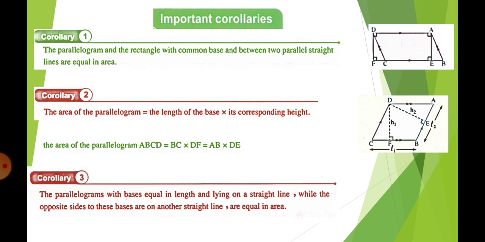Number 3, the parallelograms with bases equal in length. Here, the parallelograms which have the common base. Common base means equal in length. Then if we have two parallelograms, the two bases are equal, and lying between two parallel lines, they are equal in area. Then the parallelograms with bases equal in length and lying on the straight line, the opposite sides to the base on another straight line, are equal in area.